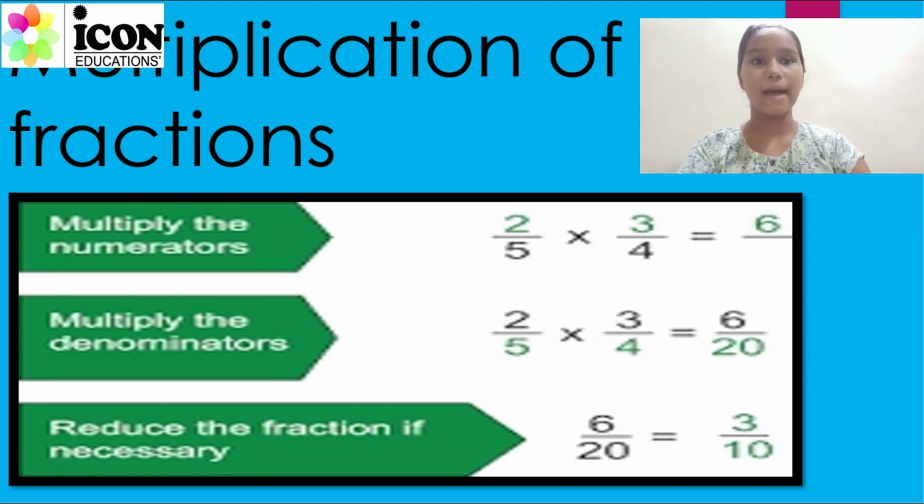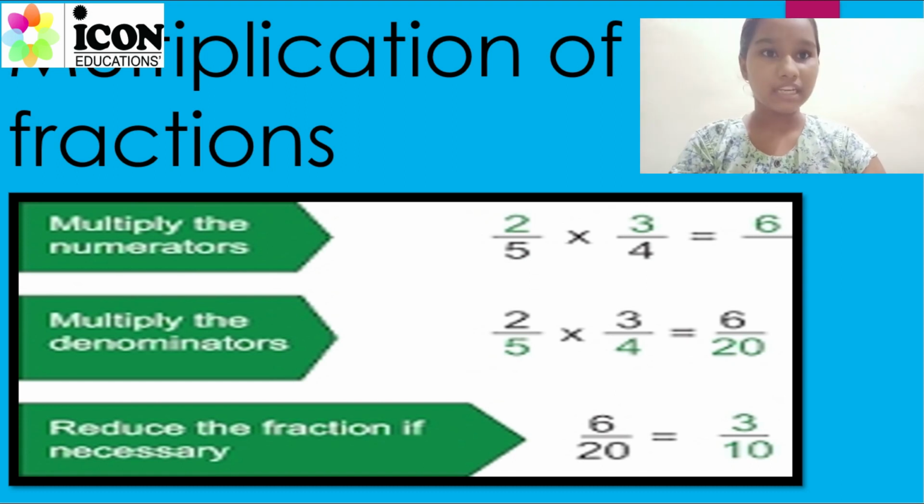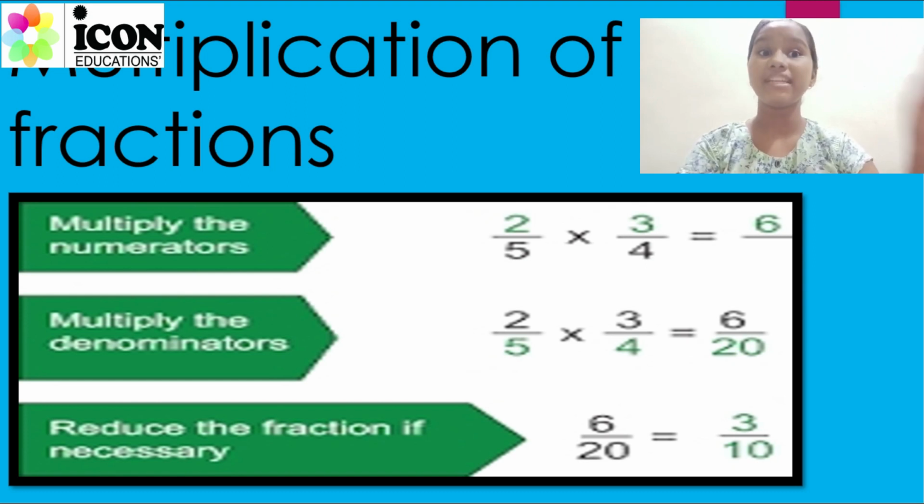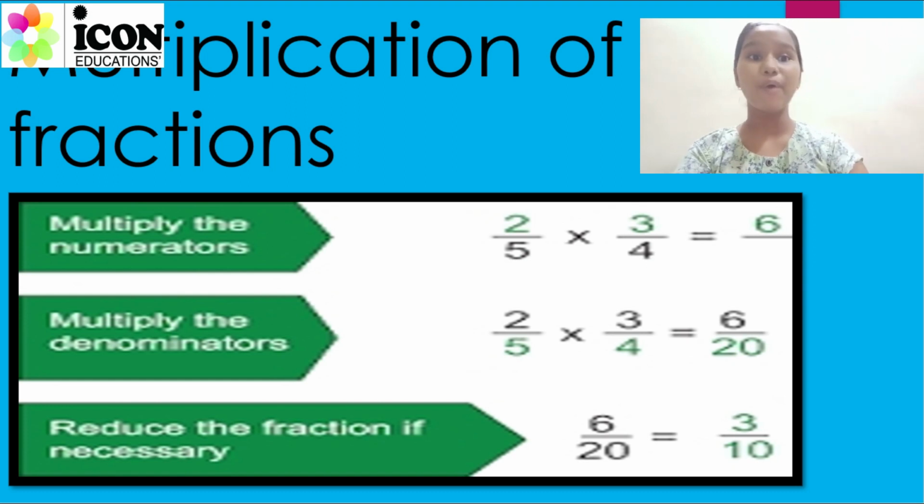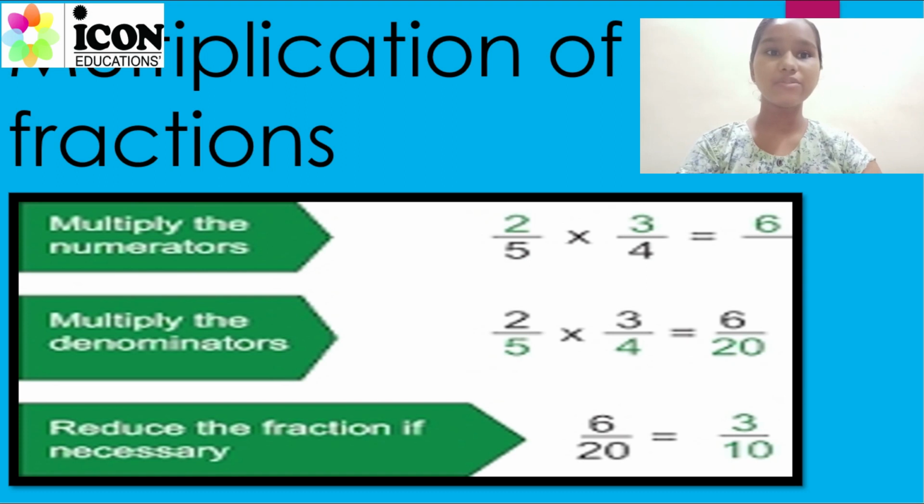So here is an example of multiplication. 5 multiplied by 8 upon 10. As I already told you all, when there is no denominator, the denominator is 1. So 5 upon 1 into 8 upon 10. We will multiply the numerator. So 5 into 8. So we will get 40 and 1 into 10, which is 10. So we can reduce it 40 upon 10 as 4.